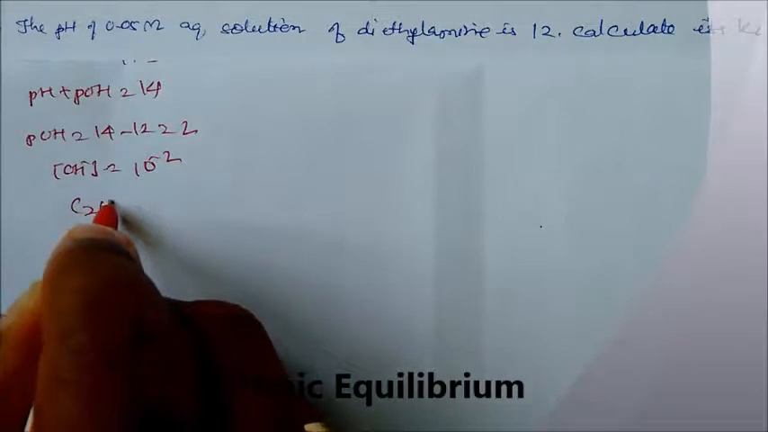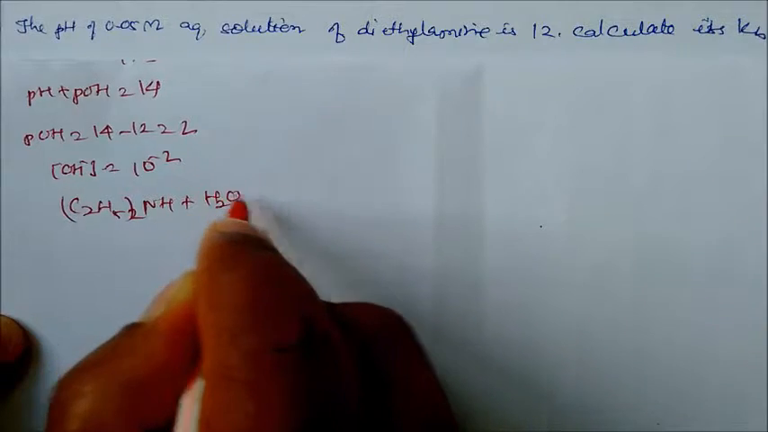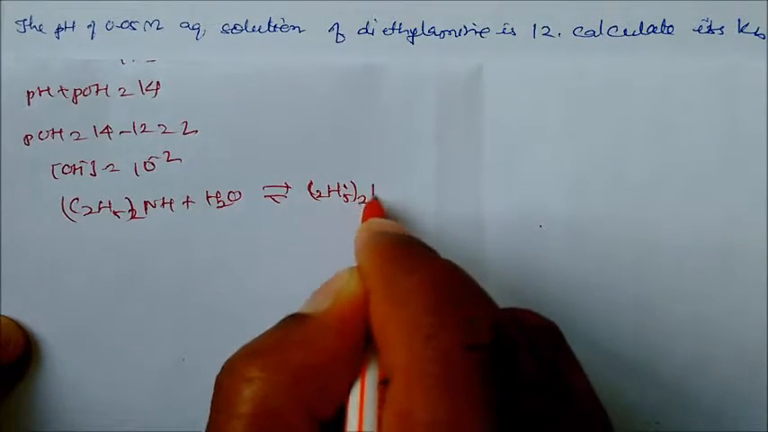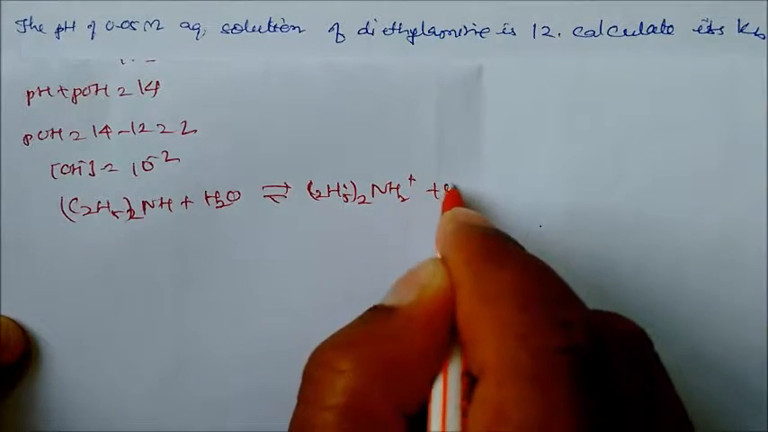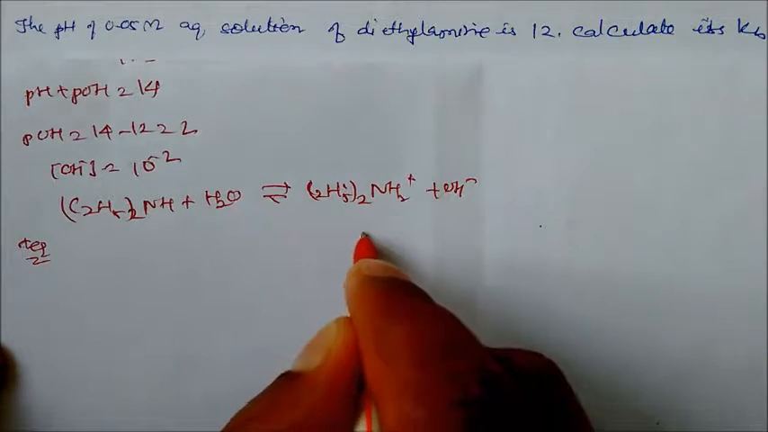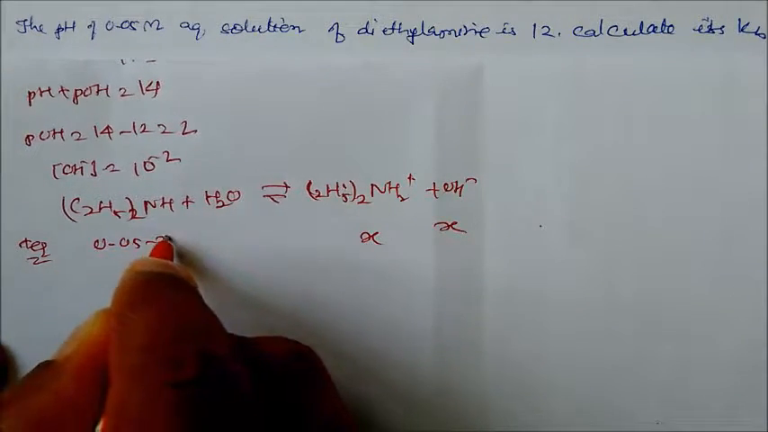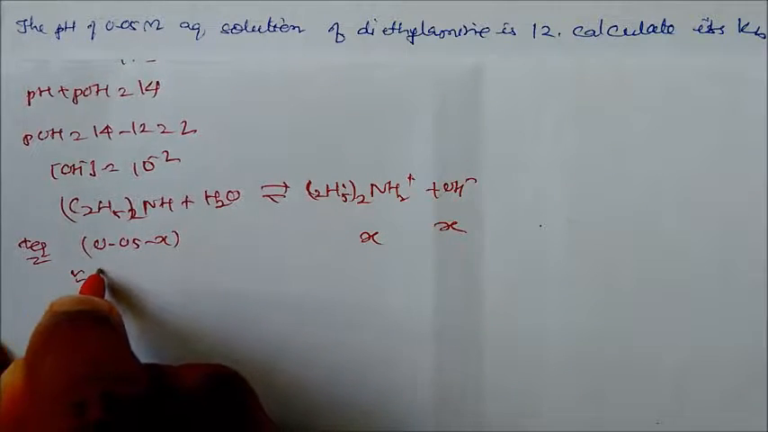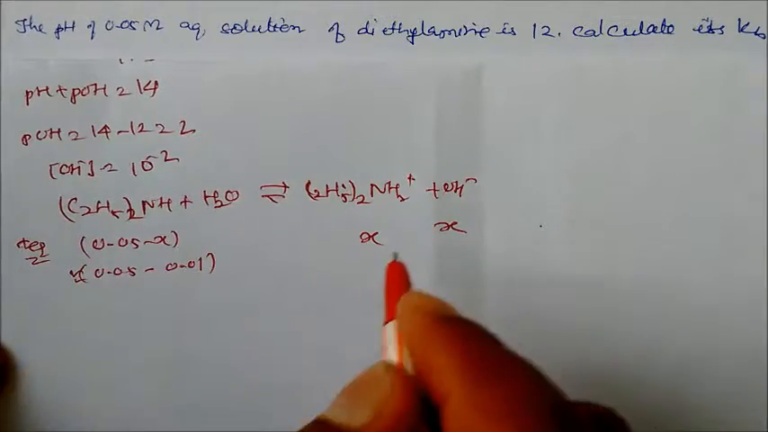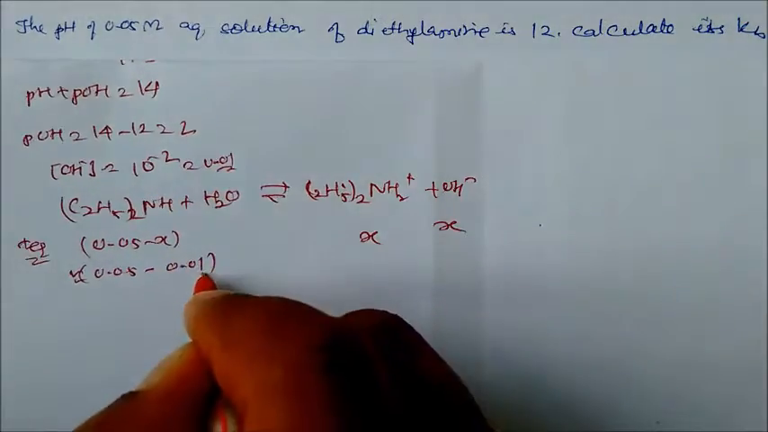So we can write C2H5 whole twice NH, this is diethylamine, plus water. So it is giving what? It will give you (C2H5)2NH2 plus and OH minus. At equilibrium condition, directly I am writing, suppose this is x, this is x, so this will be 0.05 minus x. Actually, if you see here, this is 0.05 minus 0.01, so this is actually 0.04. So from here we are taking.